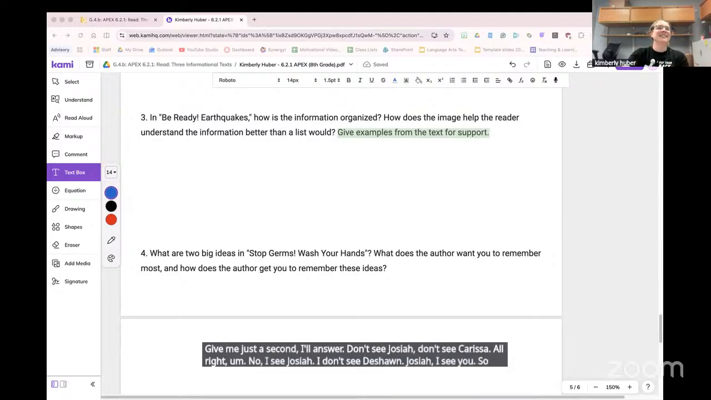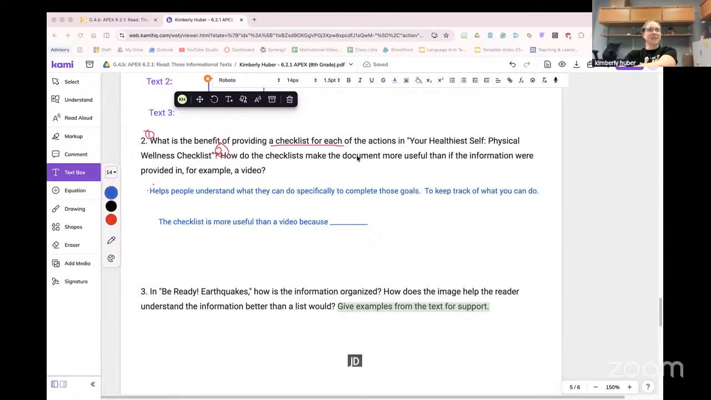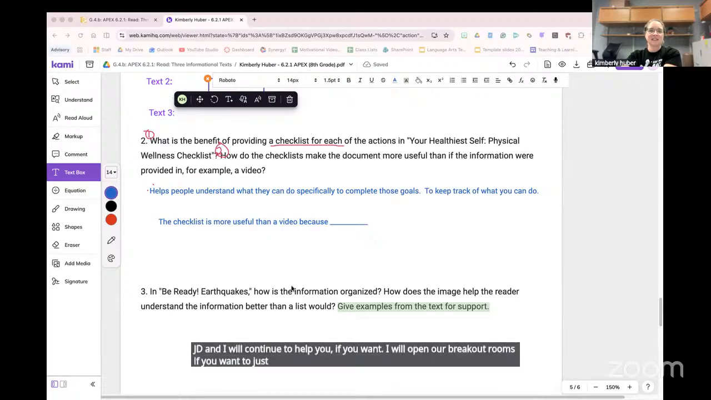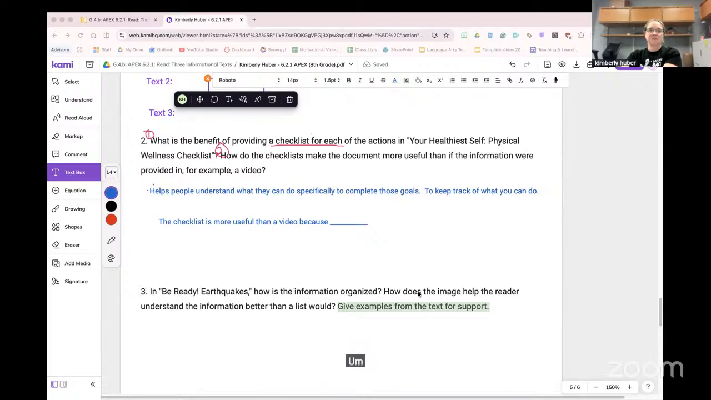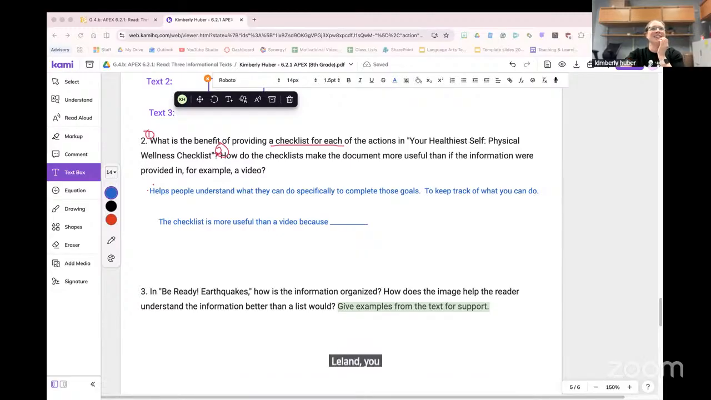Sorry. Yes, you can work off Zoom if you want, or you can stay here and JD and I will continue to help you if you want. I will open our breakout rooms if you want a quiet place. Ali and Alia, I'm going to show you how to do something else. Leland, you didn't answer my question.